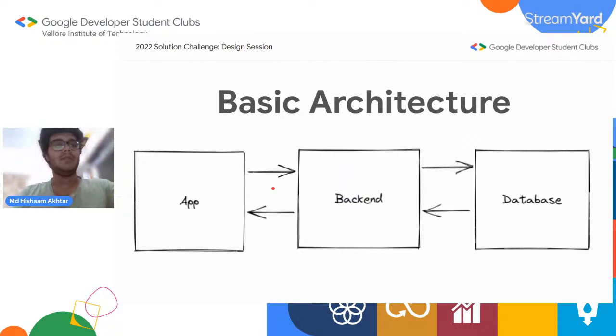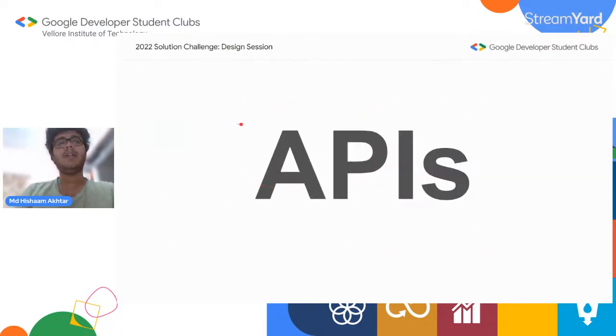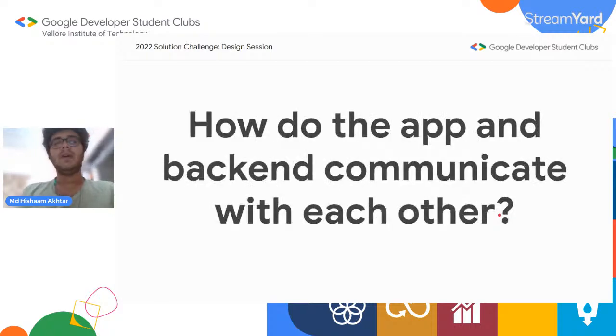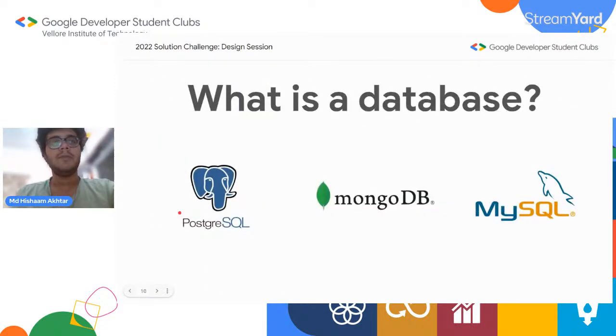So how does that work, right? The simple answer is APIs. This is a term that you will see thrown around a lot. API, or Application Programming Interface, the basic work of APIs is to help the app and backend talk to each other, right? These are the two main components. These arrows are actually the API. So the app will request for something, and the backend will send it back. So that is what an API is, right?